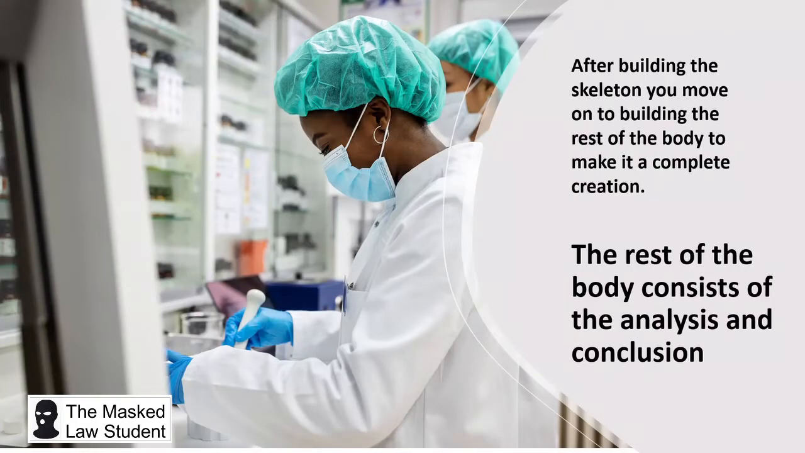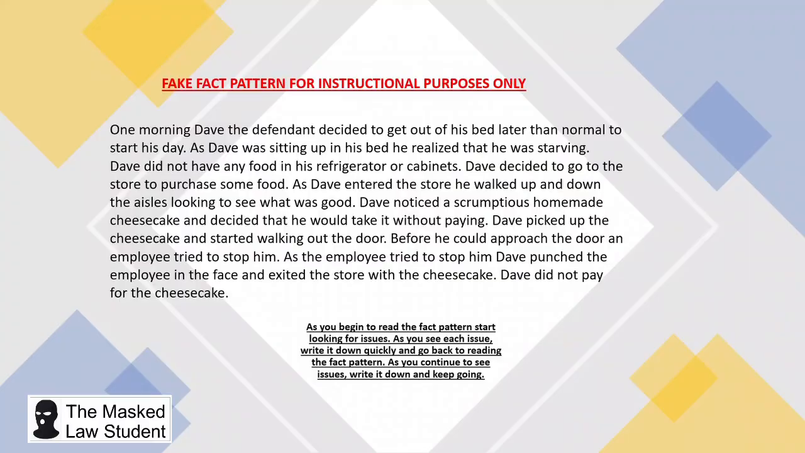All right. So after we build the skeleton, which is the issue and the rule, now we're going to move on to building the rest of the body to make it a complete creation. Now you have to remember, when you're doing your essays, it's going to be issue, rule, analysis, conclusion, IRAC. So the skeleton is the issue and the rule, and the rest of the body is the analysis and the conclusion. So keep that in mind. IRAC: issue, rule, analysis, conclusion. Let's move on.